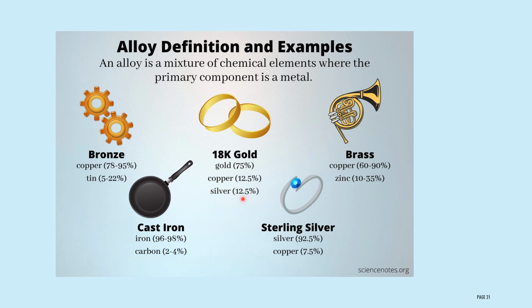Listen here. Alloy is nothing but a combination of different metals. Here also you can see two, three combinations. Then brass, copper 60 to 90%, zinc 10 to 35%. Cast iron, iron 96 to 98%, then carbon 2 to 4%. Then sterling silver, silver 92.5%, copper 7.5%. These are some examples of alloys.